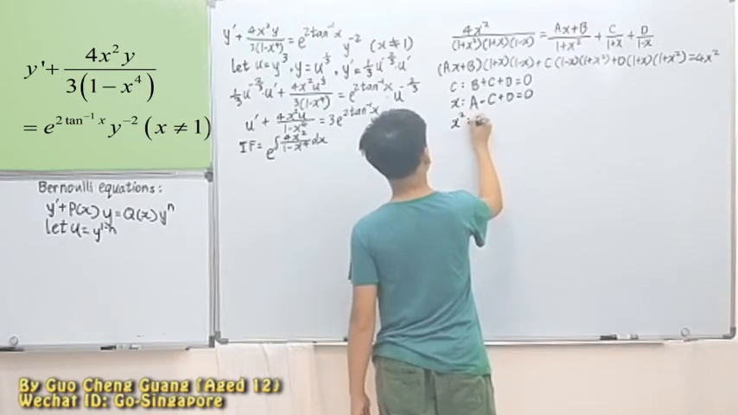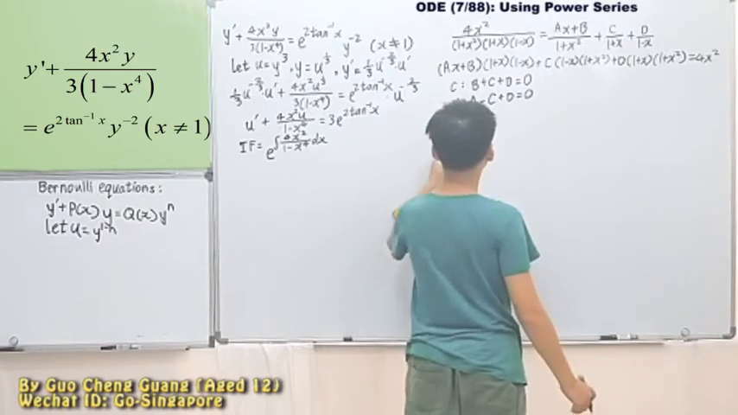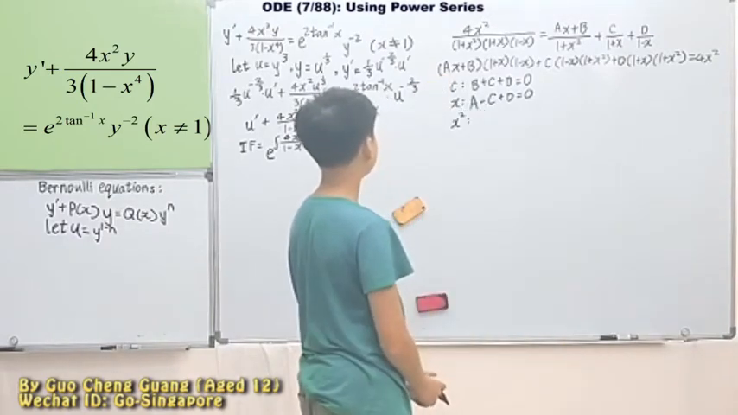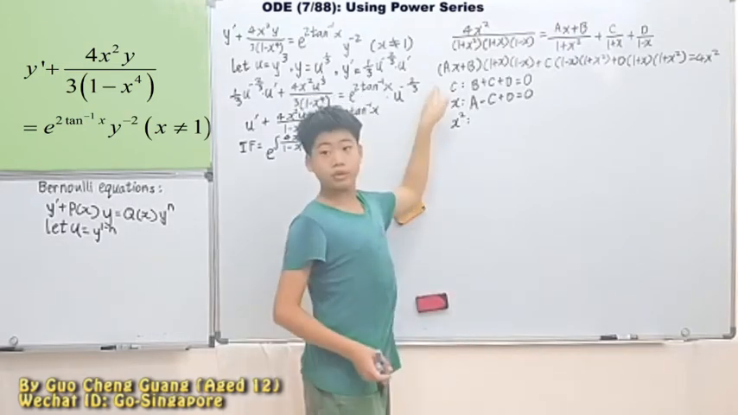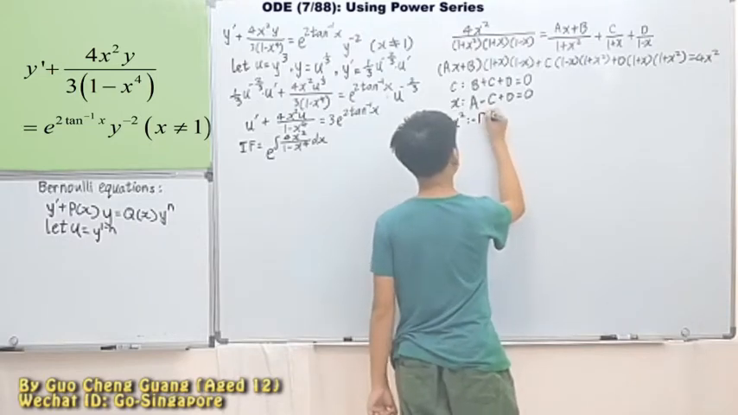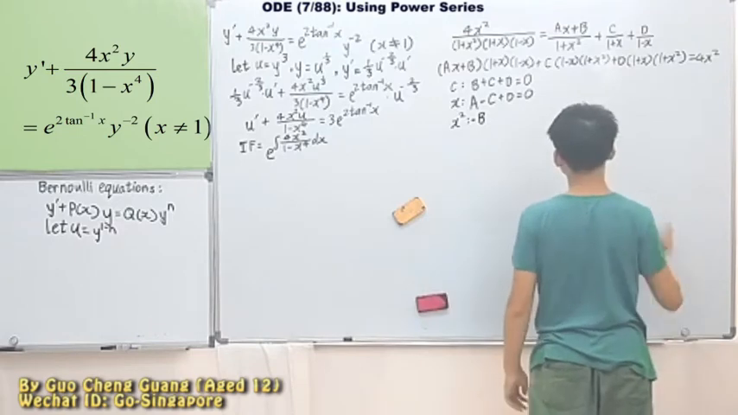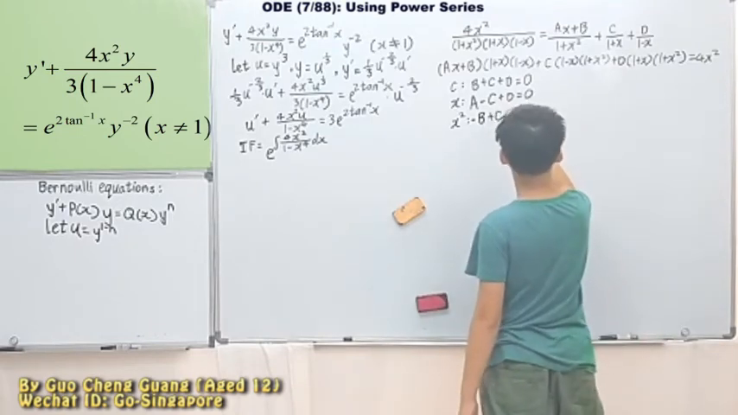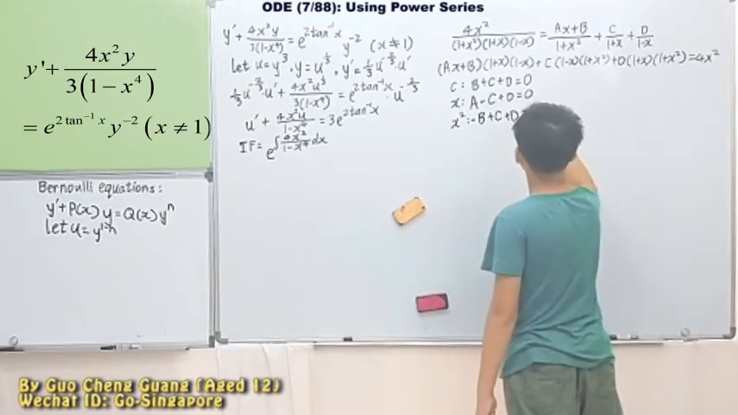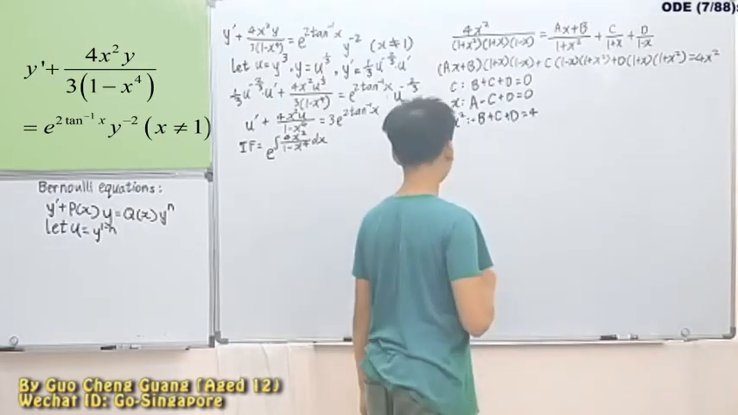Then is x squared. Now x squared, this part, let's find what we can have. Okay, so A we don't have, then B. Here you have a negative B, then here is a C, then here is a D. And this we get 4. Okay.